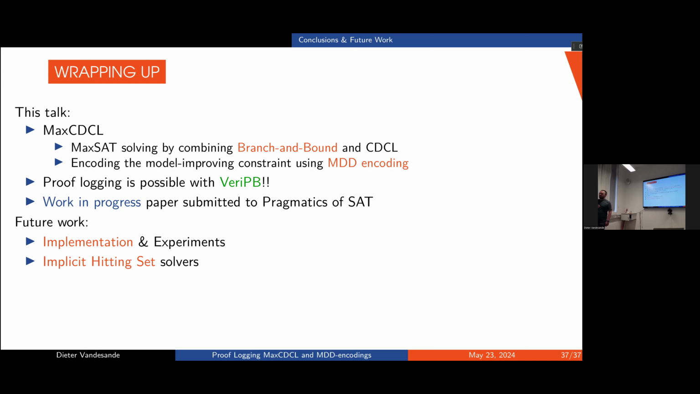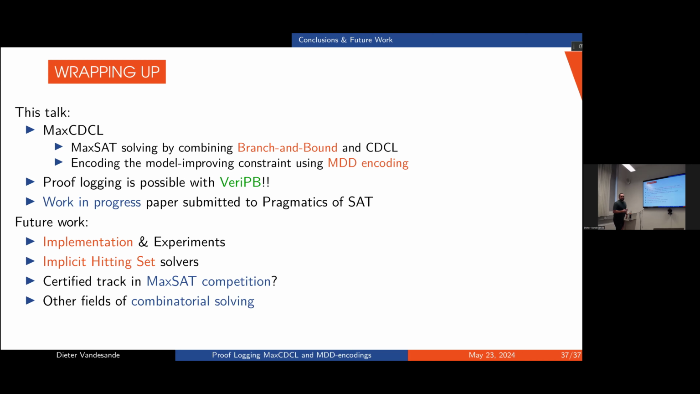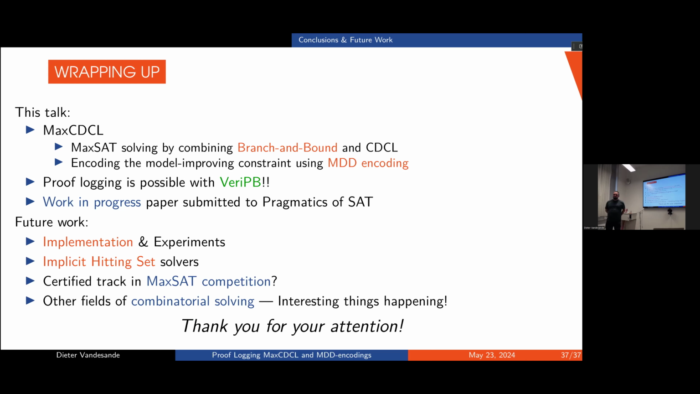First of all, implementation. So what I have shown you is definitely not ready. We still need to implement it and perform experiments. And after that, it might be interesting to have implicit hitting set solvers, because then we would have a solver for every one of the 4 different categories of MaxSAT solvers. And who knows, one day we will have a certified track in the MaxSAT competition. And of course, other fields of combinatorial solvers, where I have seen here that really interesting things are happening already. So that's it. Thank you for your attention.